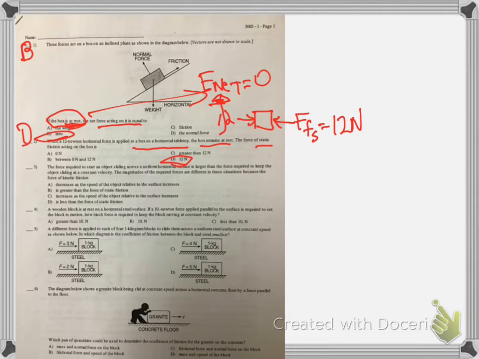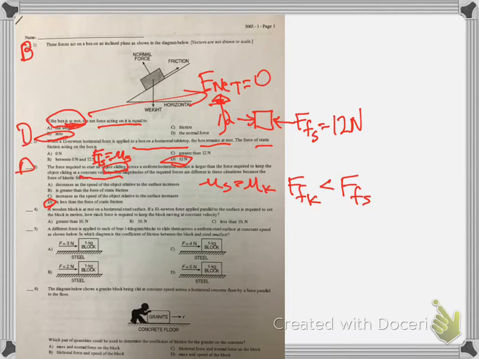Next question, force required to start an object sliding. To start it sliding means you have to overcome F_s, which is larger than the force required to keep the object sliding at a constant velocity. That's because μs is greater than μk. We've learned that. Basically they're saying the force of kinetic friction is less than the force of static friction. This is what we talked about. When you're sliding furniture, it becomes easier. So it's D. Hopefully I'm doing pretty well so far.